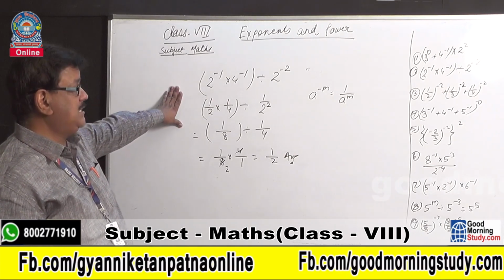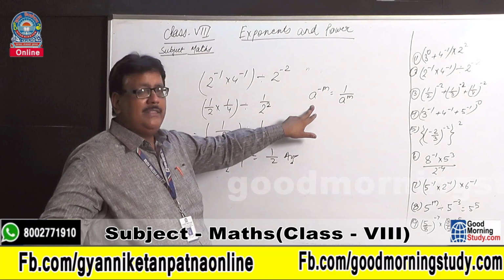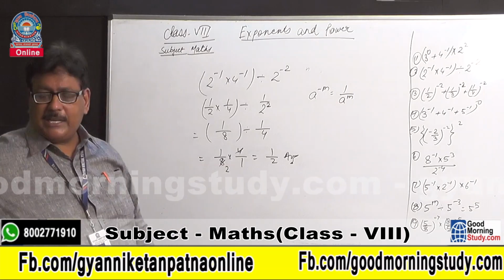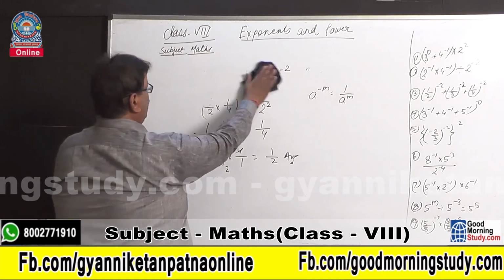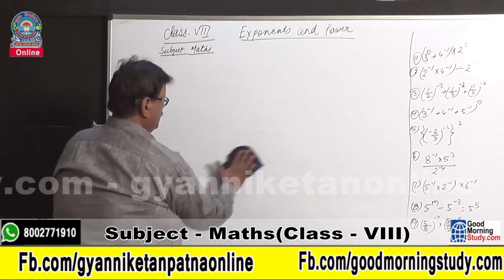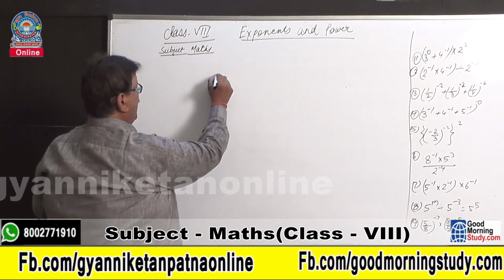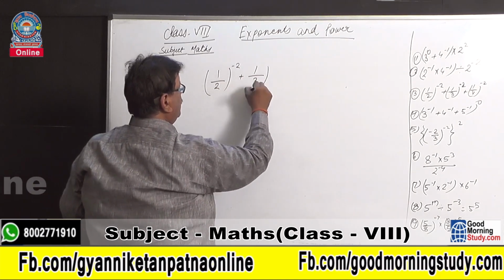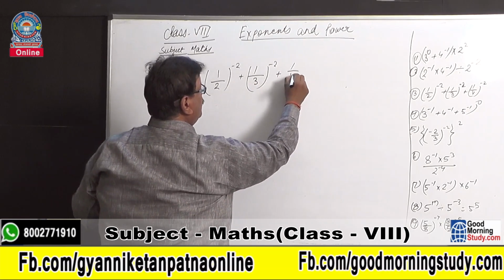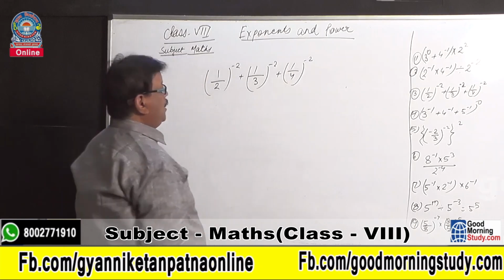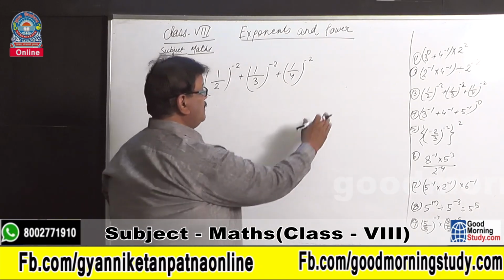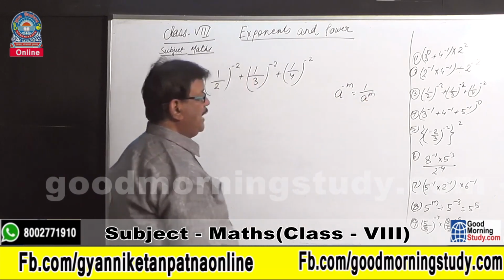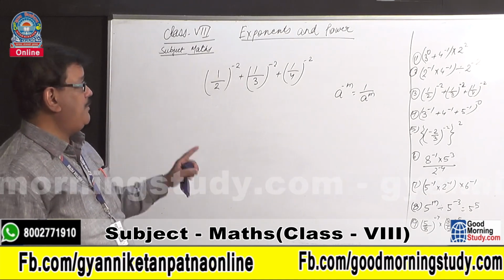So in this example we have studied the basic rule, that is a raised to the power minus m is equal to 1 by a raised to the power m. Now let us see another very important example. Suppose we have 1 by 2 raised to the power minus 2, plus 1 by 3 raised to the power minus 2, plus 1 by 4 raised to the power minus 2. What we have studied earlier, a raised to the power minus m is equal to 1 by a raised to the power m, will be used here.